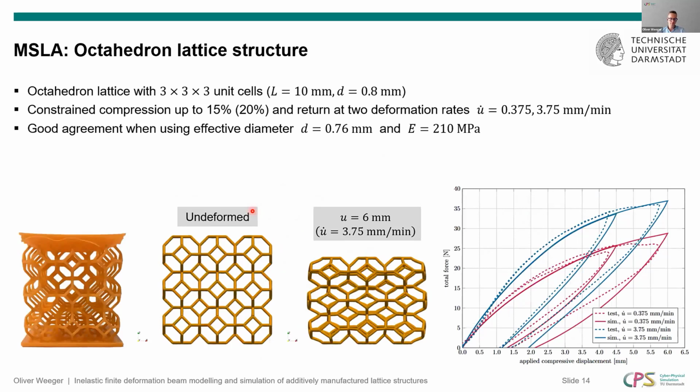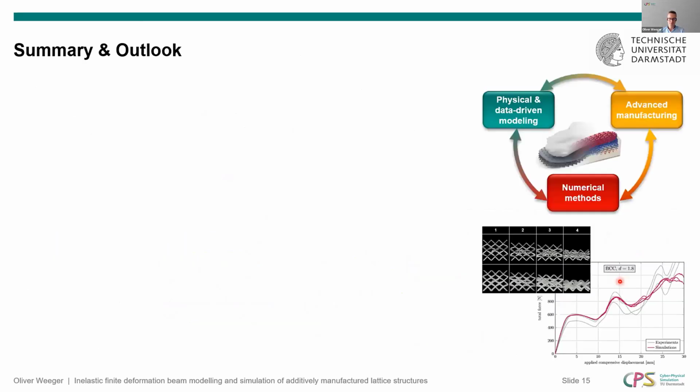And as a final validation, basically, we also printed an octahedron lattice structure, like you see it in the picture over here. We did a compression test on it up to different strains at different strain rates. And again, we get quite good predictions, quite good correspondence of the simulation and the experiment.